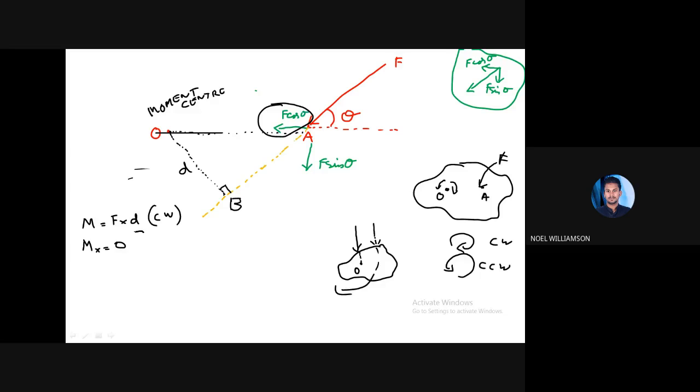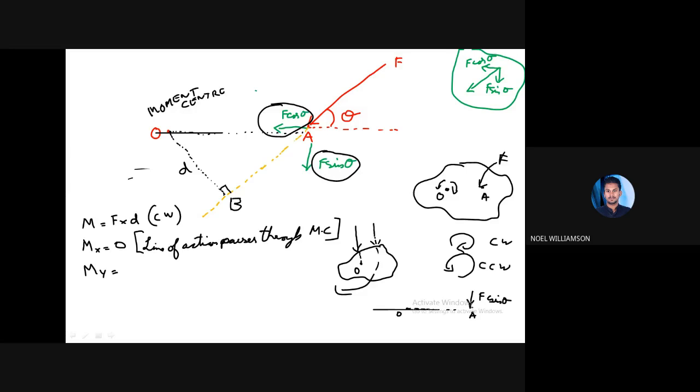Anyway, here the line of action passes through the moment center. Okay, so the moment due to the x component is 0. Now the moment due to the y component, which was F sin theta. How is it acting? Forget everything else. We have a point O and another point A, and a force F sin theta is acting at a distance, this particular distance OA.